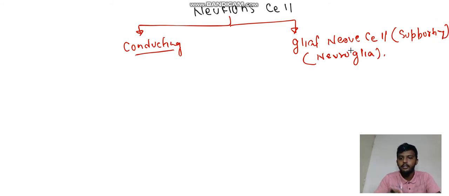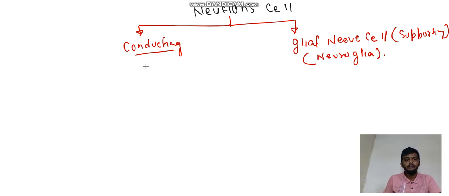And one more thing to remember: these neurons, or nerve cells, are not going to divide or undergo mitosis over the whole life, so they need to be protected. For that function, the glial cell is there.